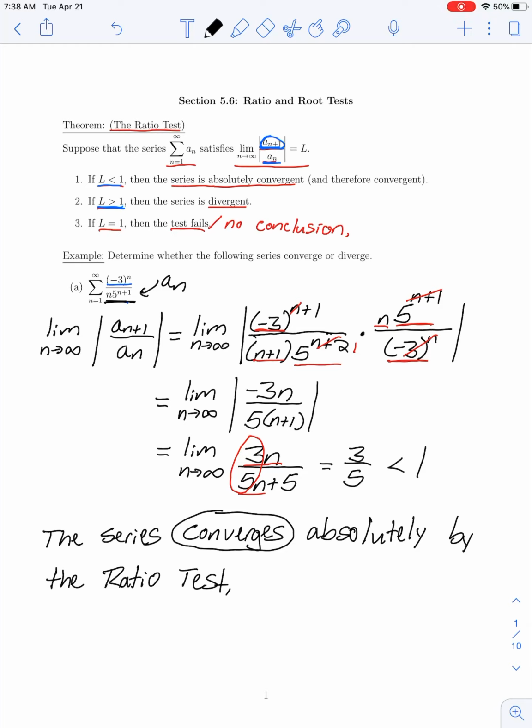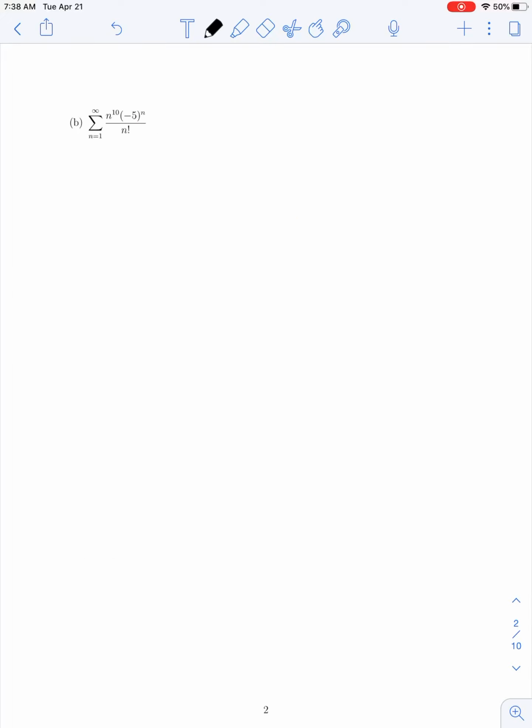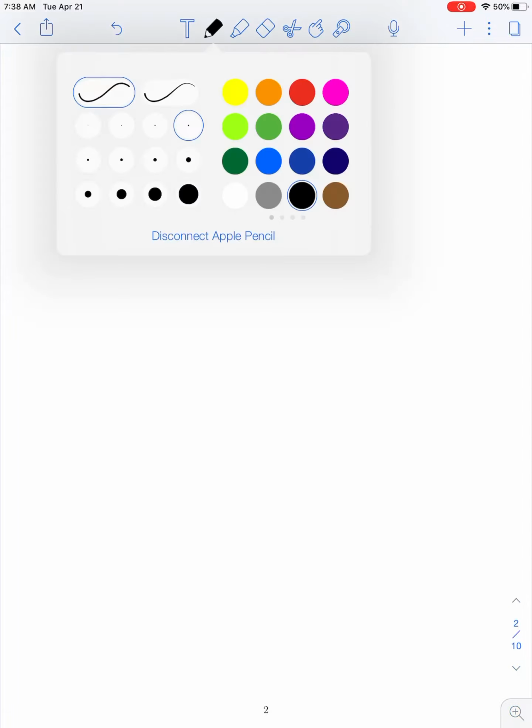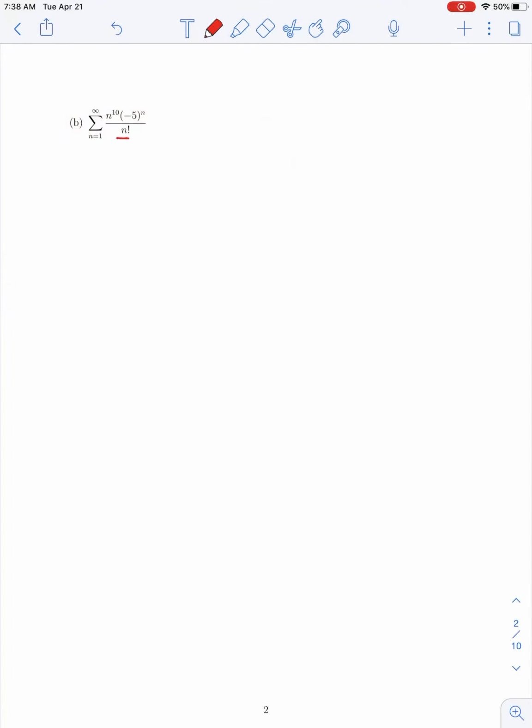So let's look at some other examples to see how this ratio test will work. In part B, we have the sum from 1 to infinity of n to the 10th times -5 to the n divided by n factorial. So in this example, as soon as I see that factorial term, that should immediately make me think of the ratio test. Anytime that you have a factorial in the general term for your series, the first test that you want to apply is the ratio test. And we'll see why the ratio test works nicely with these factorial terms as we move through this example.